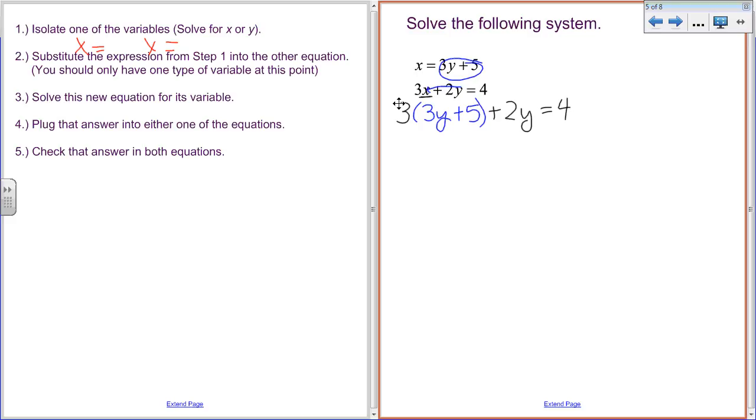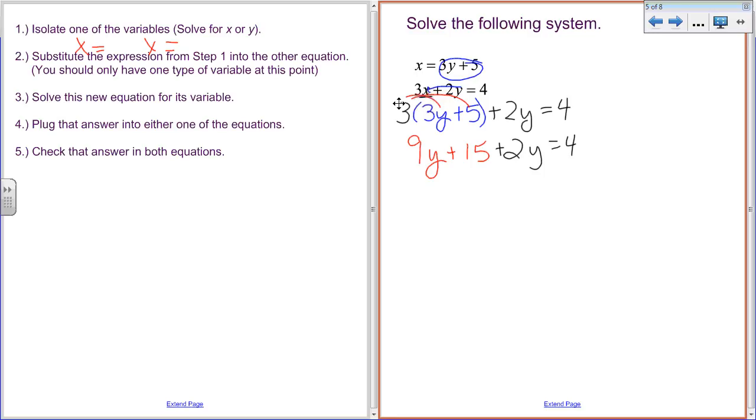Devin, what's going to be my first step? Multiply 3 by 3y and get 9y? 3 by 5. I still have plus 2y equals 4.